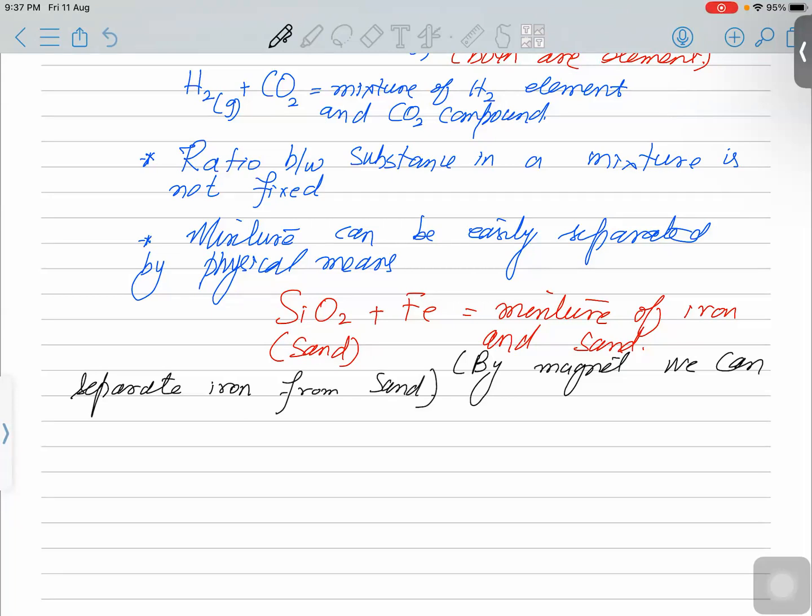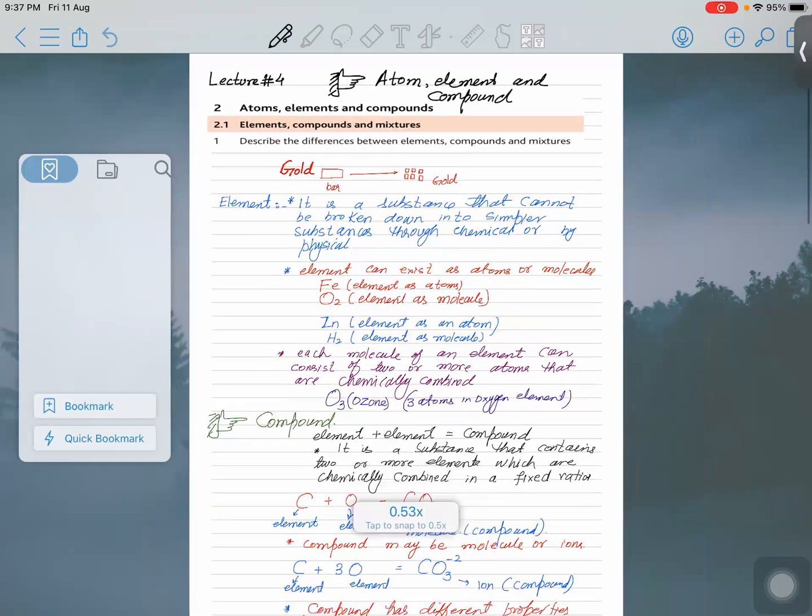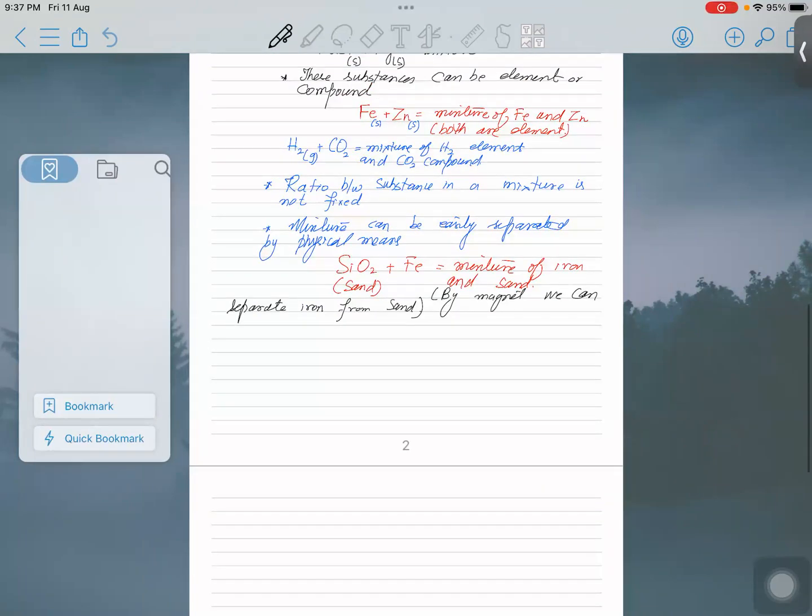So by magnet, we can separate iron from sand. Now this is all about how we distinguish between element, compound, and mixture. Any question? No, sir. Okay, all clear. Now move to another part.